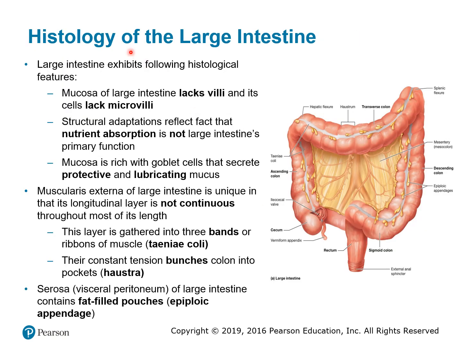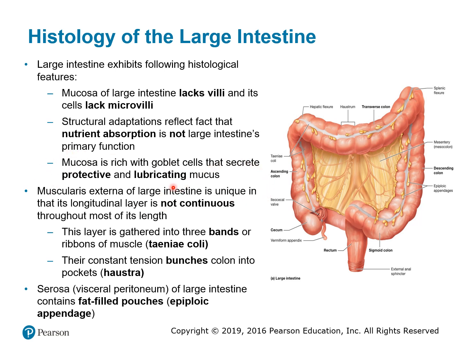And then the large intestine also has the following histological features, different tissues. Unlike the small intestine, the large intestine doesn't have villi. It doesn't have microvilli. It does have some structural adaptations that reflect that type of function, meaning nutrient absorption, but it doesn't have those specific structures. It's enriched in mucus because it does have goblet cells, just like the small intestine, meaning they secrete protective and lubricating mucus as well.